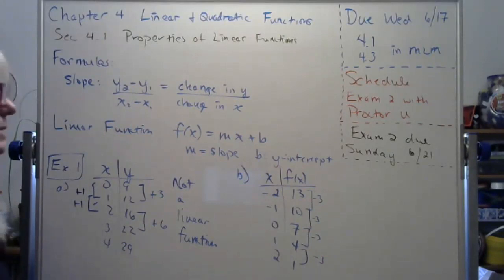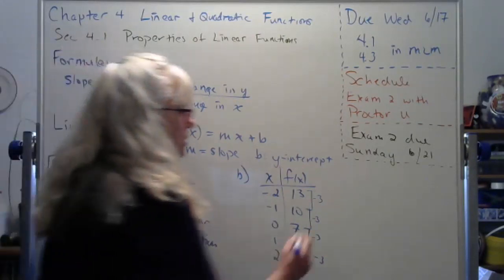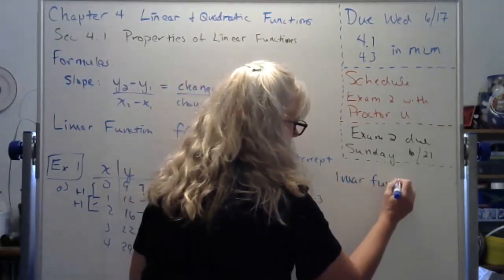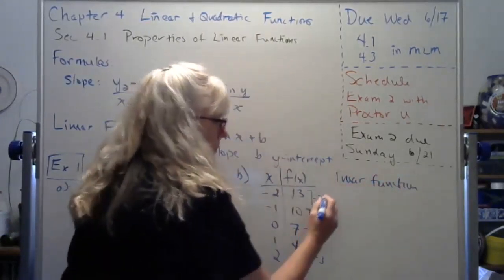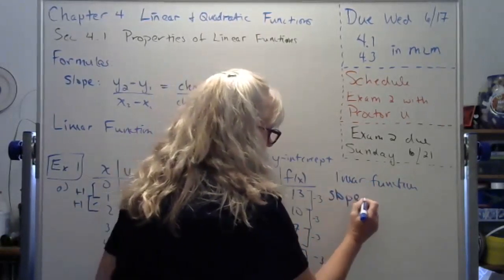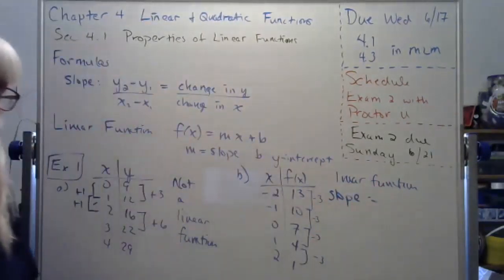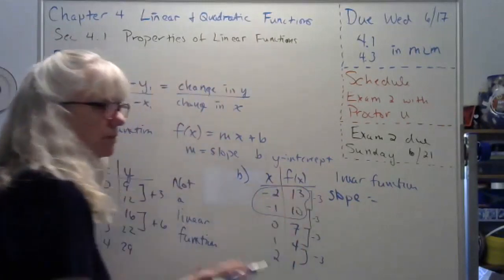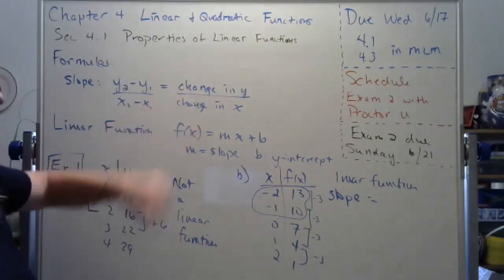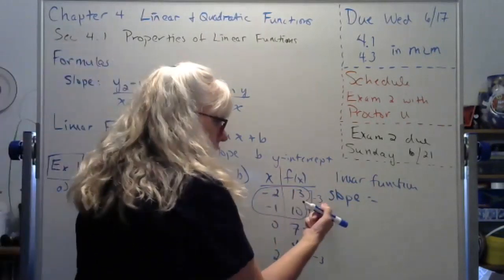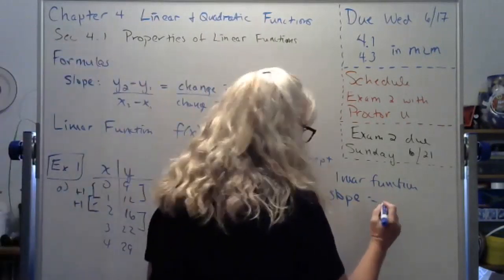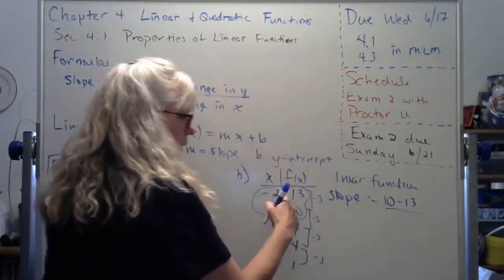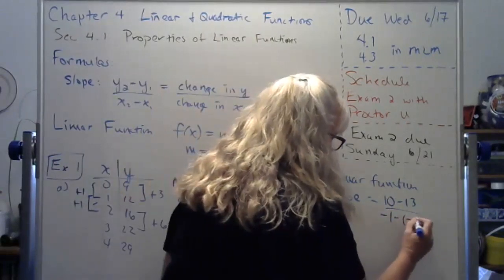The problem then says, once you've decided it's a linear function, they want you to find the slope. To find the slope, you can pick any pair of points. I'm going to use the top pair of points because they're convenient. We'll find the change in y over the change in x. We already know the change in y is -3, but let's prove it. So we're going to do 10 minus 13, that's y2 minus y1, all over -1 minus -2.